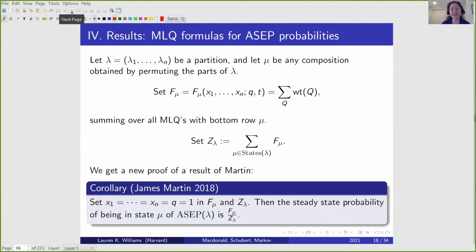So using these multiline q's, we can understand two things. One is the Macdonald polynomials, and one is the steady state probabilities.